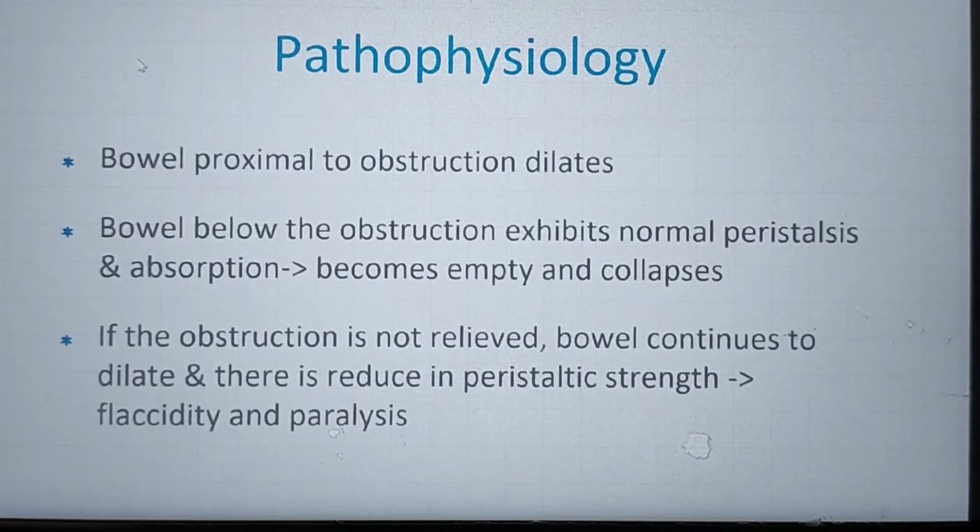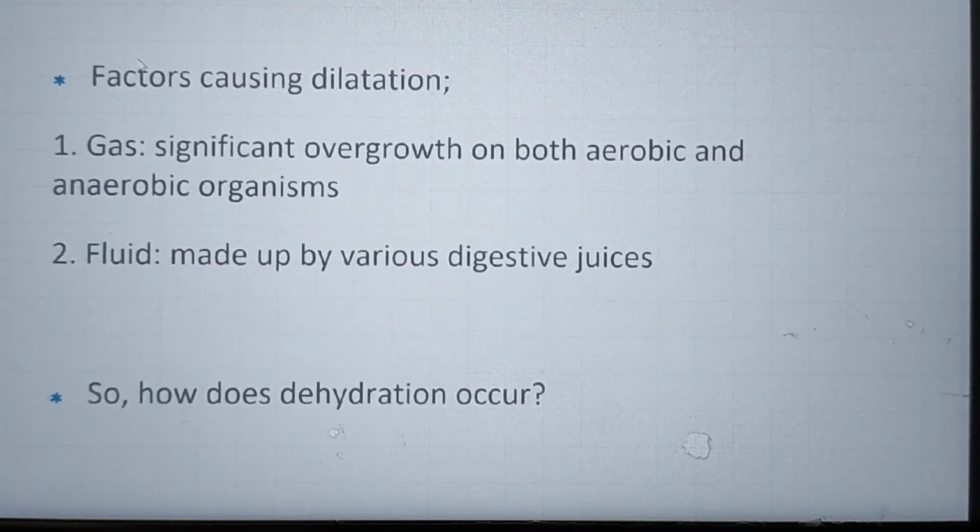Other factors actually cause the dilatation. The two main factors causing the dilatation are, first, gas, which is due to significant overgrowth of both aerobic and anaerobic organisms in the bowel, or fluid, which is made up of various digestive juices such as gastric juice and pancreatic juice. So the question now arises, how does dehydration occur in patients with intestinal obstruction? Basically, dehydration can occur in those with intestinal obstruction due to third space fluid loss.